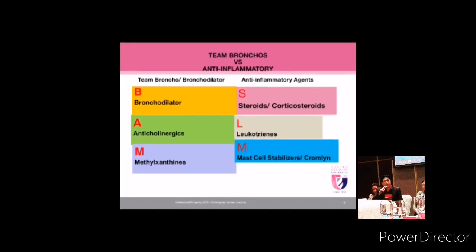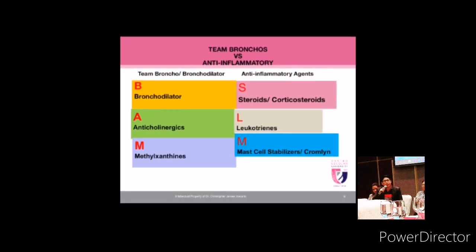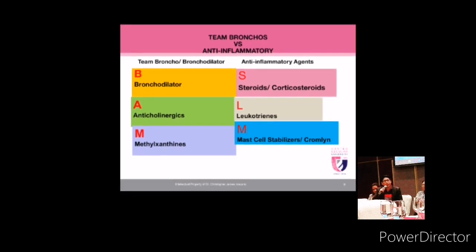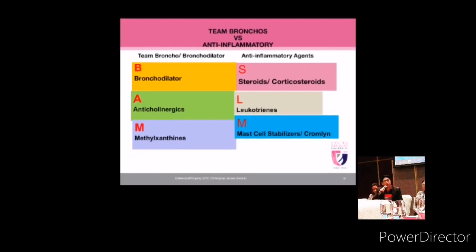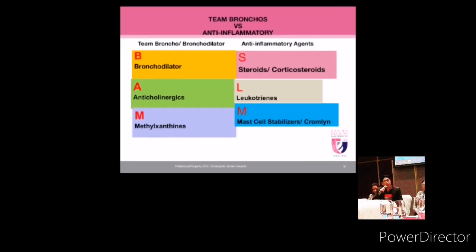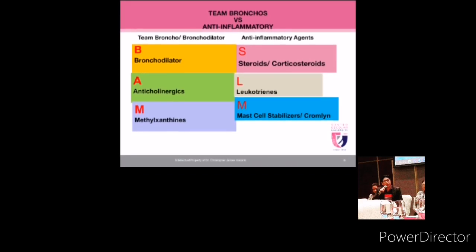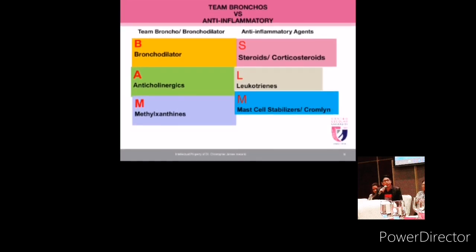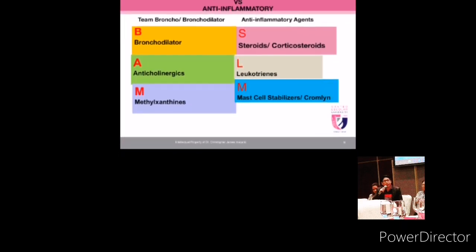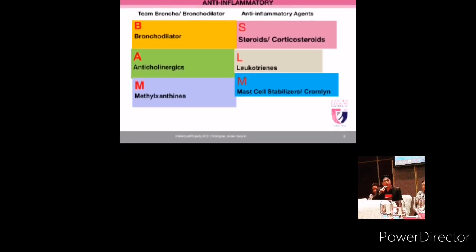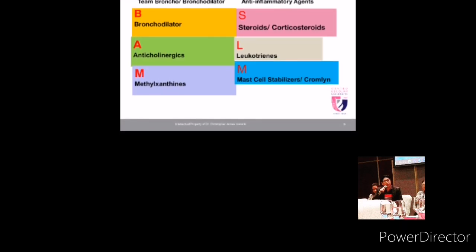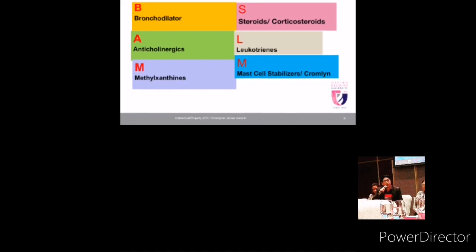Okay? For Team Broncos or bronchodilators, that's B, that stands for B or bronchodilators. A for anticholinergics, and M, methylxanthines or its derivatives. As for the anti-inflammatory agents, S for steroids or corticosteroids, L for leukotrienes, and M for mast cell stabilizers or cromolyn. As we move along, i-explain ni Sir yung BAM at saka yung SLM or SLAM.